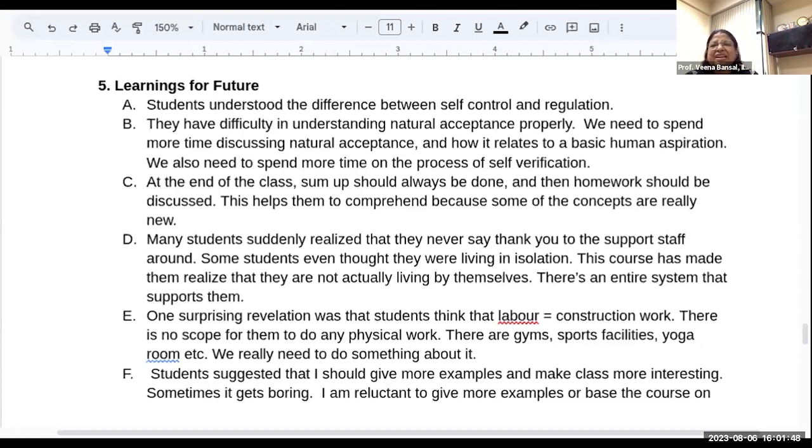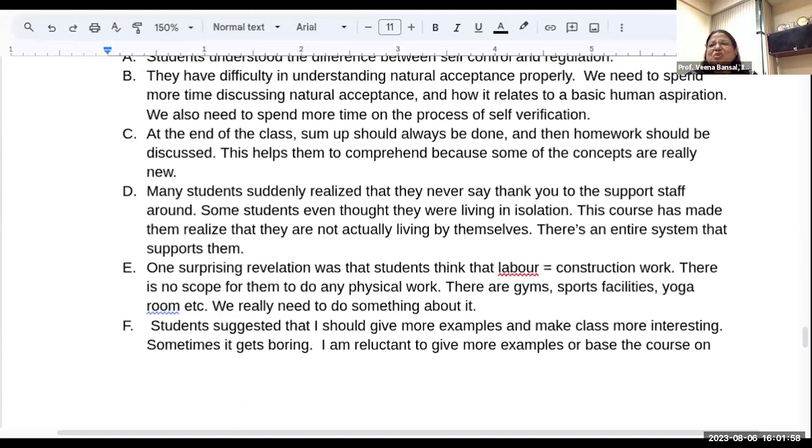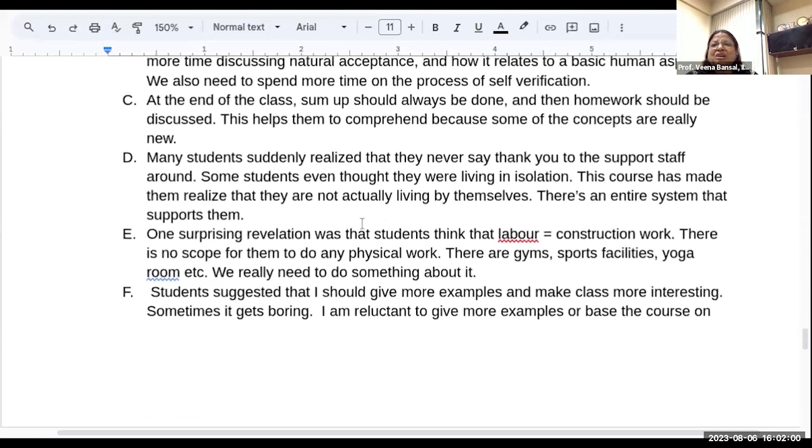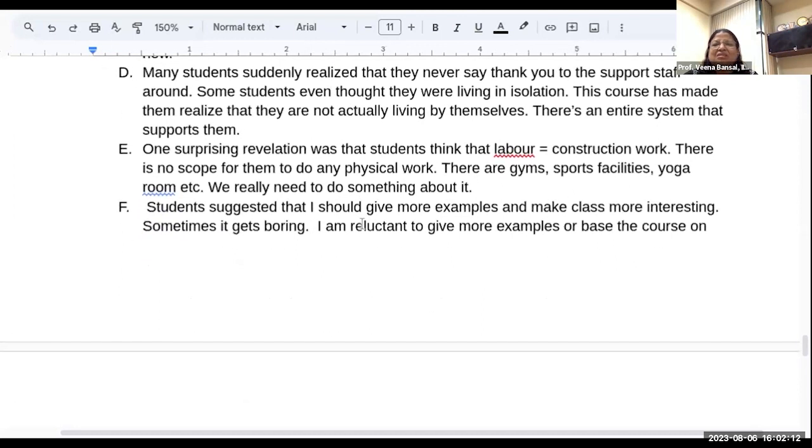So this I have already said: one surprising revelation was that students think that labor is equal to construction work. We have all these gym and sports facilities, but there's no way for students to do any physical work or shram. This is something NSS people should take up, for example, a cleaning drive. We can cut grass, and there are so many things that need to be done on the campus. So this is something we need to do.